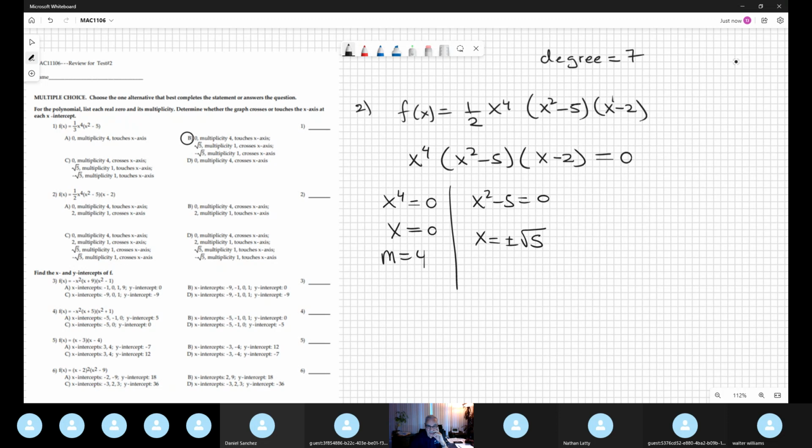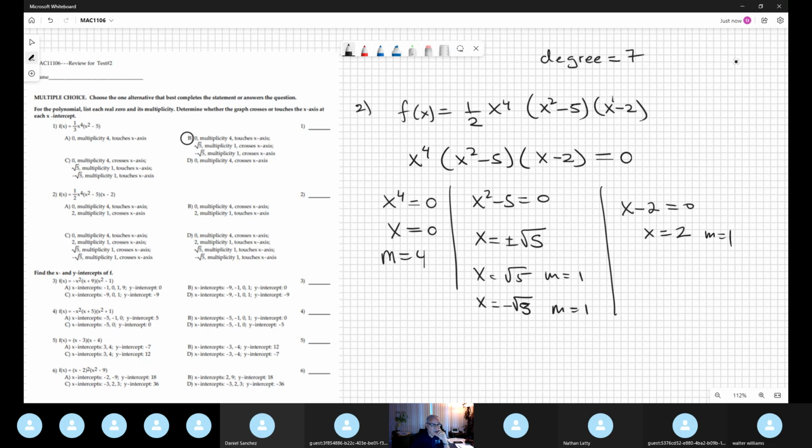Actually, I put plus and minus, but the interpretation is radical 5 positive and radical 5 negative, of course, and the multiplicity is 1. And remember, this is touch, and this is cross. And the last factor is linear. This is x equal positive 2, and multiplicity 1 again, cross it.